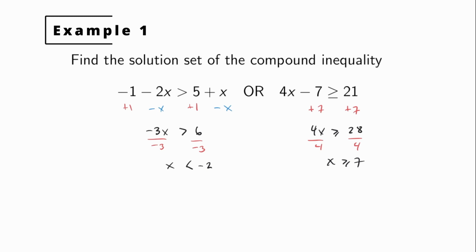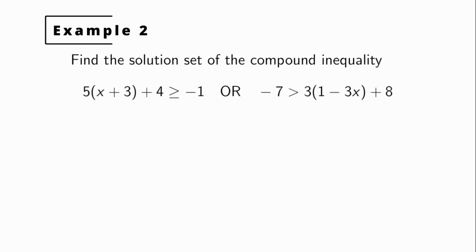Okay, now if we write these in interval notation, this is negative infinity to negative 2, and this is 7 to infinity with the bracket on 7. Now these two solution sets don't overlap. That's okay, since we're finding the union, it's everything in one or in the other. So the way we write that is negative infinity to negative 2, then we use the union symbol, which kind of looks like a U, and then the solution set for the other one. So there you go.